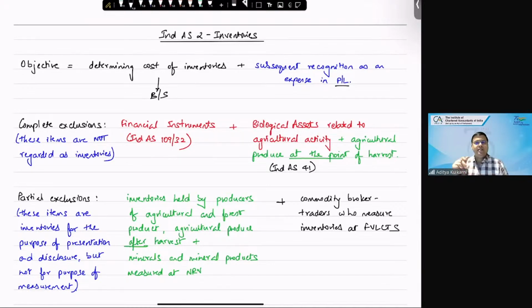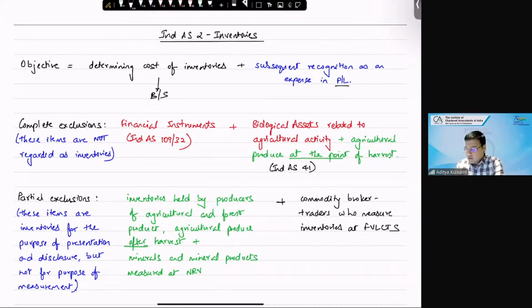So in your balance sheet, they will come under the category of inventories, but measurement is not governed by Ind AS 2. All of us are aware, how do I measure the inventories? This is something you have been doing from your intermediate levels. Inventory is at cost or NRV, whichever is lower. So with that in mind, let us look at what are my exclusions.